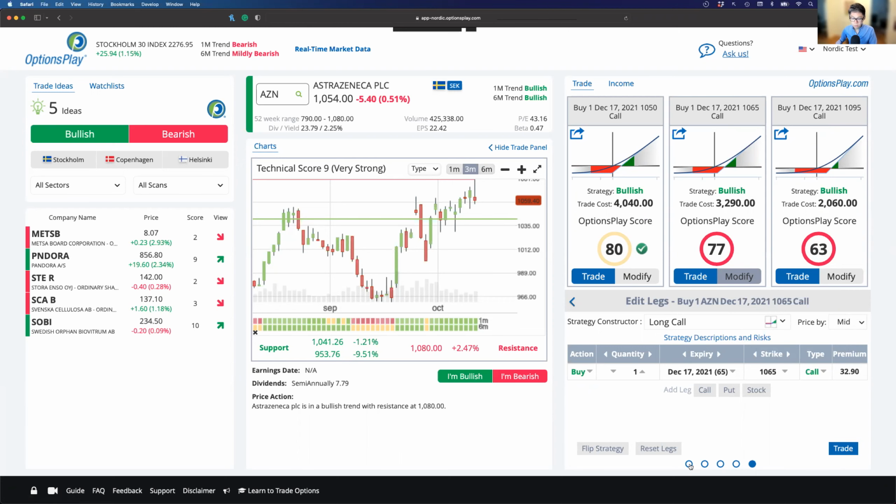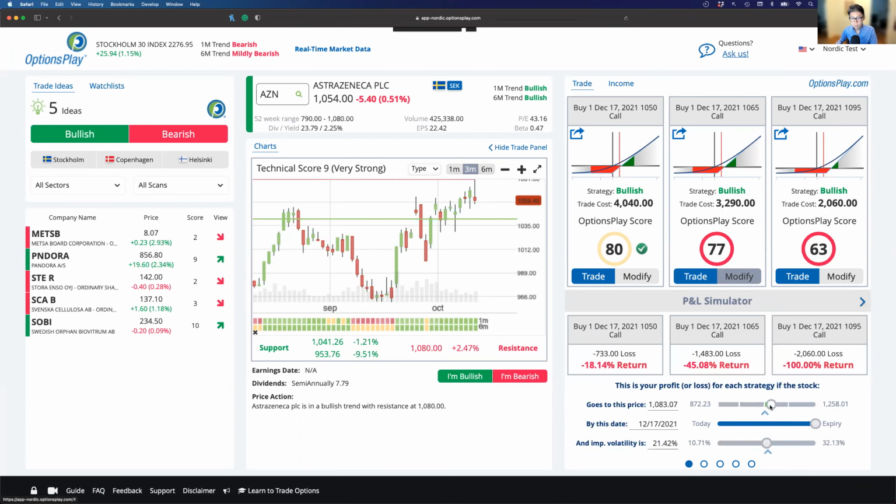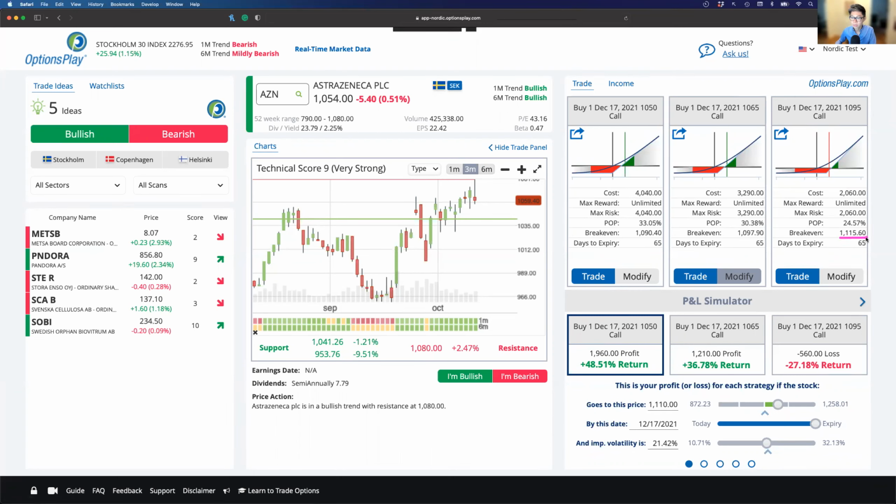And this is really where I think for most traders, you want to compare the strategies side by side and see how they perform, right? So let's say you think the stock is going to reach 1110. Notice how the most expensive option will give you a return of 48%. The at the money will give you a 36% return, and then the out of the money option will actually lose money, even though the stock rallied up to the 1110 that you expected, because you're paying 20 crowns for a 1095. Your break-even cost is actually 1115.